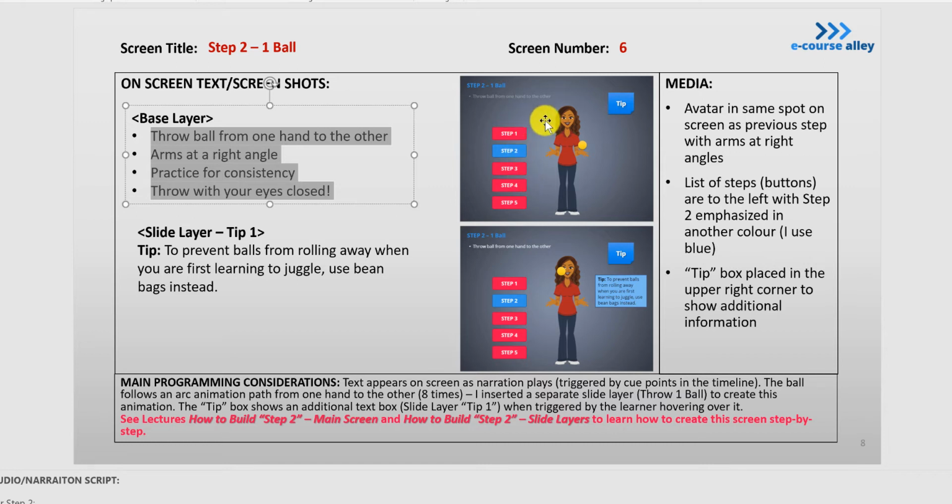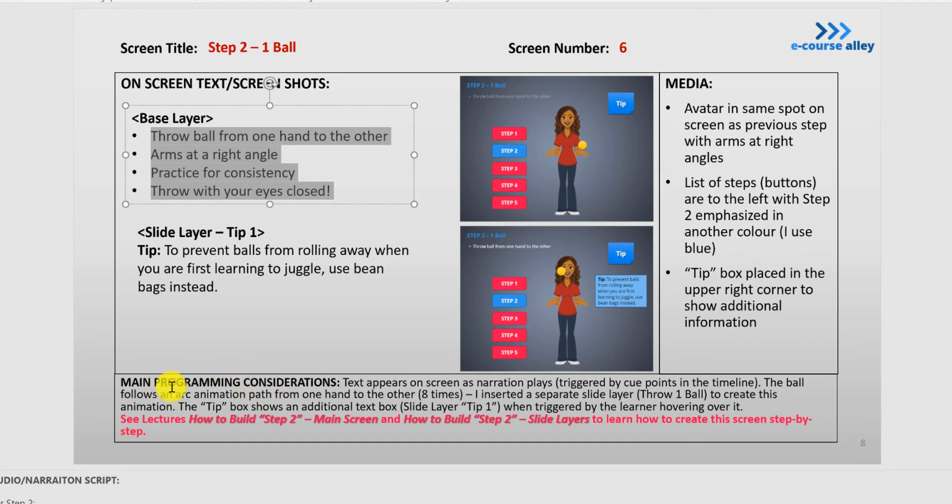So on the main screen, we're going to have the avatar with the buttons here, and step 2 is now going to be highlighted in blue. The text will appear up in this top left corner as before. And then we'll also have this tip box here that we're going to use a mouse over to reveal more information. We're going to use it to reveal a tip that the learners can use. So let's first start by putting in the title, and then we'll copy in the avatar and the buttons, and then we'll put in the tip box.